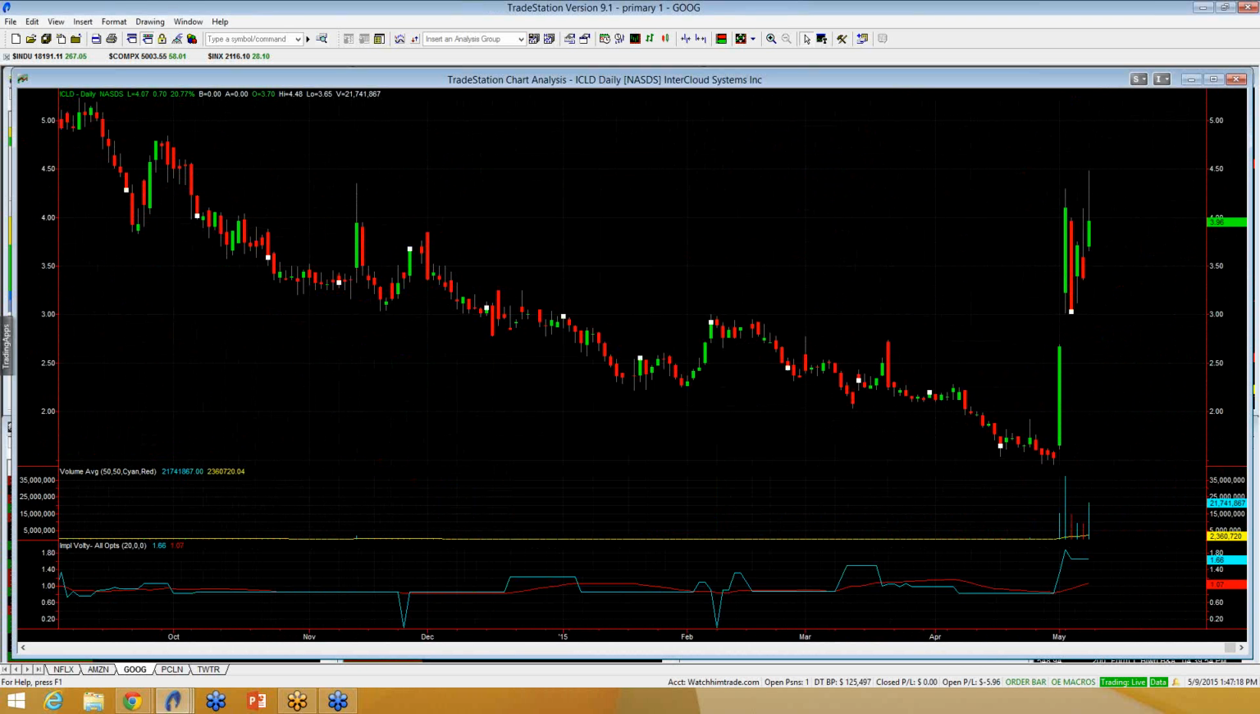So ICLD, good momentum, good open to close ranges, nice wide daily ranges for active trading. Keep your eye on it. Good scalps both ways. 370 key support right here, $4 resistance. Get above and hold for, you can look for that move up towards Friday's high of 450.